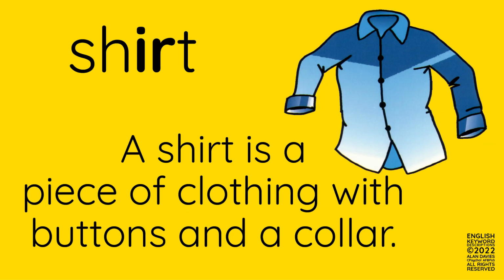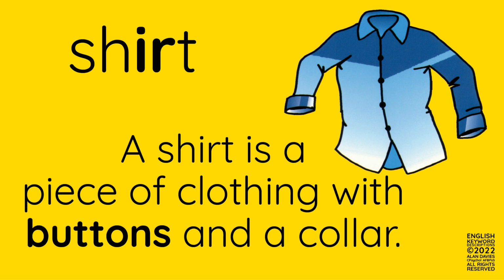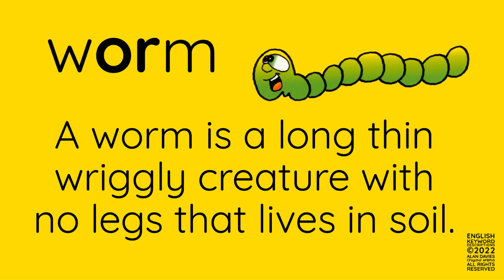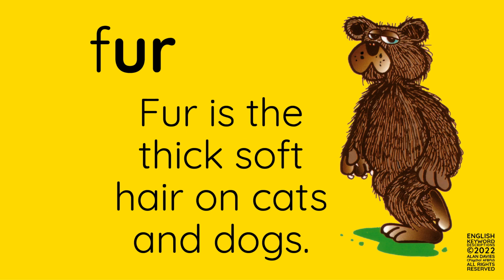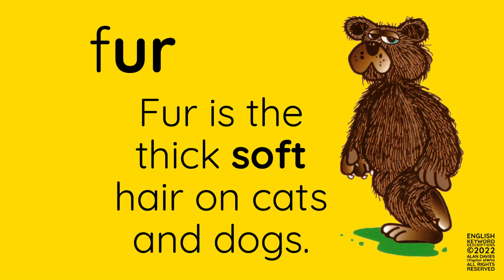Shirt. A shirt is a piece of clothing with buttons and a collar. Worm. A worm is a long, thin, wriggly creature with no legs that lives in soil. Fur. Fur is the thick, soft hair on cats and dogs.